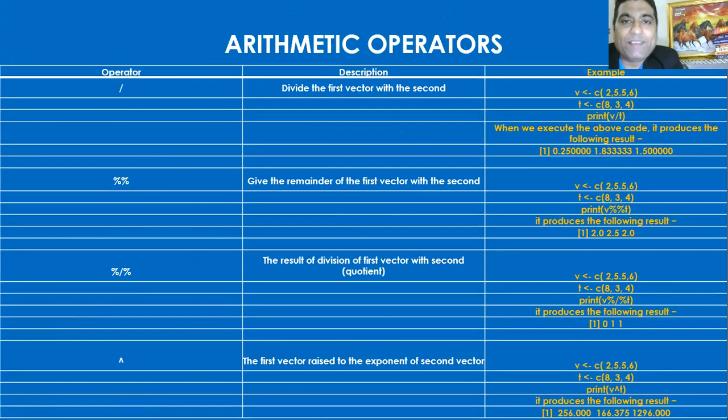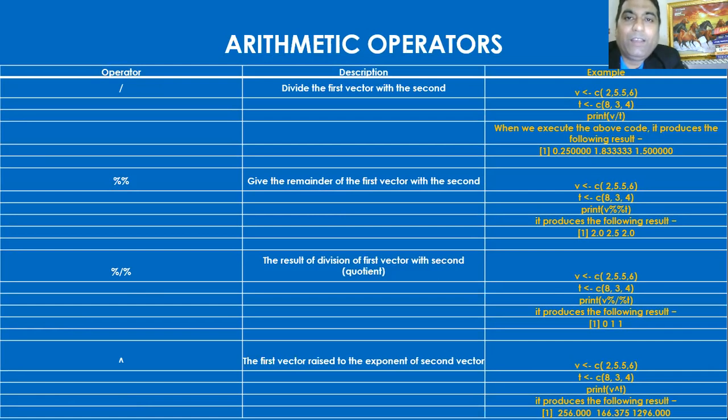The next is percent. So double percent sign gives the remainder. Remainder means, suppose you divide 5 by 2, the remainder will be what? 2 twos are 4, remainder 1. So the result will be 1. This is the job of the double percent sign. So these are the arithmetic operators.